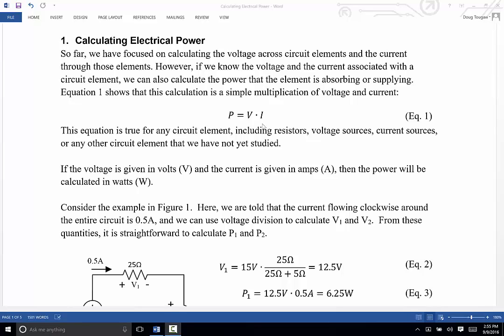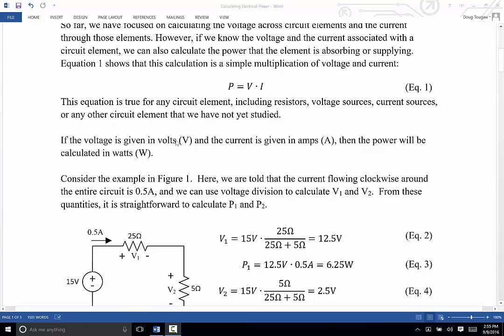It's a very powerful thing, no pun intended, to be able to know that if you just find these two quantities, you can calculate the wattage or the horsepower associated with a particular element. So if the voltage is given in volts and the current is given in amps, then the power will be calculated in watts. It's the magic of SI units: if you put things into the standard units, you'll get the standard units out from the equation.